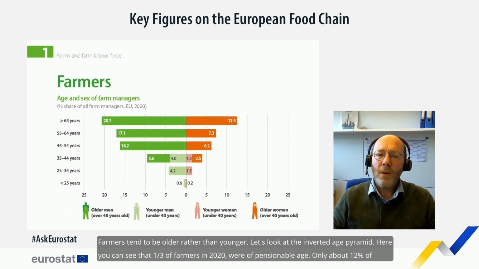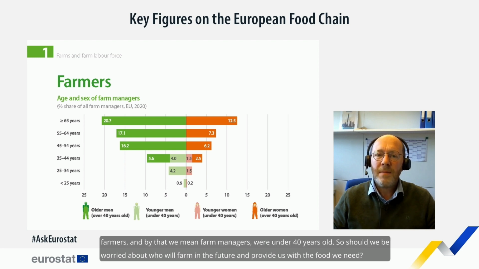Farmers tend to be older rather than younger. Let's look at the inverted age pyramid. Here you can see that 1/3 of farmers in 2020 were of pensionable age. Only about 12% of farmers, and by that we mean farm managers, were under 40 years old. So should we be worried about who will farm in the future and provide us with the food we need?